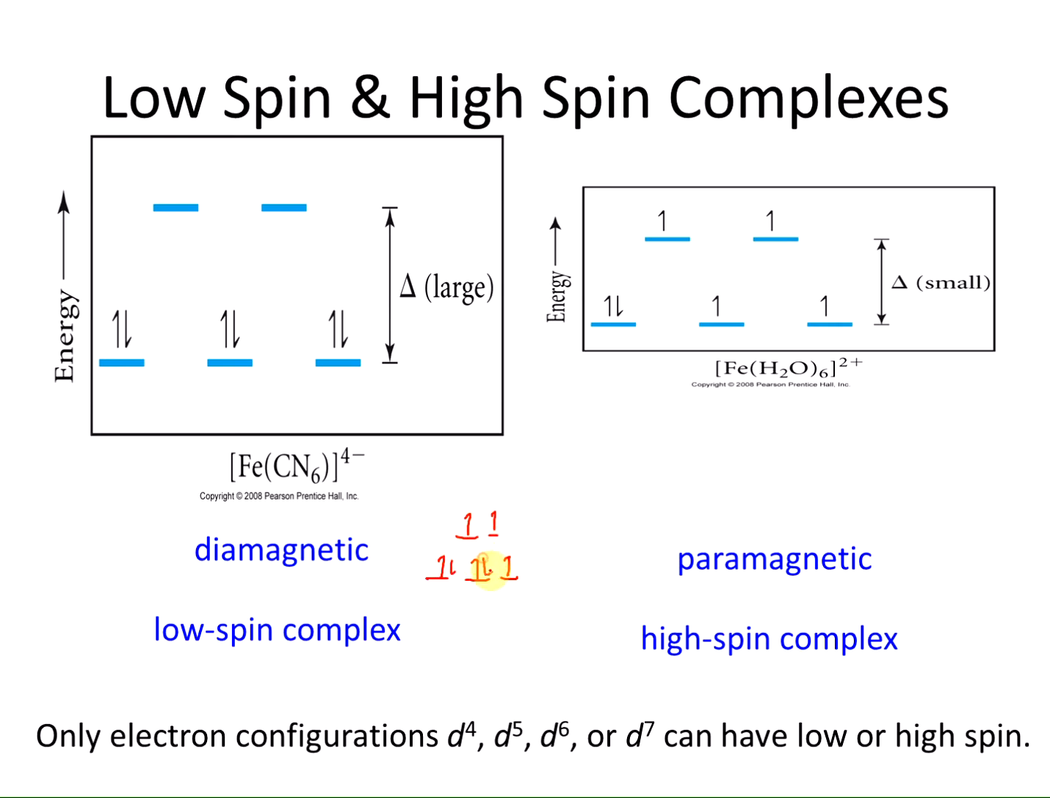So for d8 complexes, there's only one way to do it. So the 8, and then the 9, and then the 10. There's only one way I can arrange those electrons. So I don't have to distinguish between high spin or low spin for d8, 9, or 10 complexes.